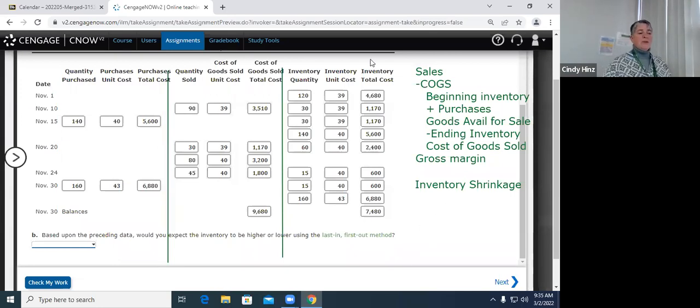So back to what I said here. Here's our outline of how to calculate that cost of goods sold. In this example, the beginning inventory was 120 units at $39. That would be our beginning inventory in this exercise, whether we use LIFO, FIFO, or average cost. The purchases, we already said, are exactly the same regardless of which method and system we use. So if the beginning inventory is the same and the purchases are the same, then the goods available for sale are also the same, regardless of which method and system we're using.